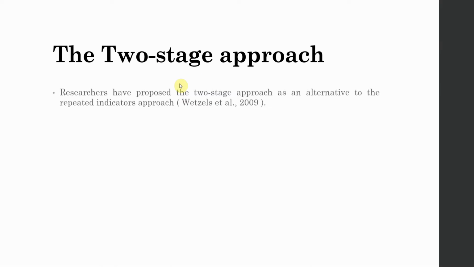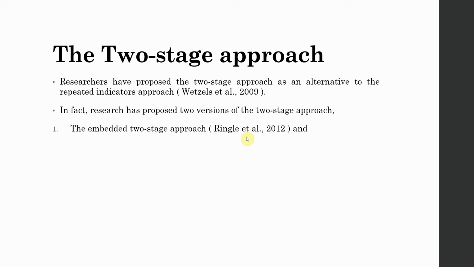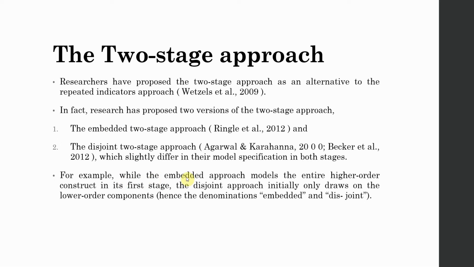The two-stage approach. Researchers have proposed a two-stage approach as an alternative to the repeated indicators approach. In fact, research has proposed two versions of the two-stage approach: the embedded two-stage approach and the disjoint two-stage approach. The disjoint one differs slightly from the embedded two-stage approach. For example, while the embedded approach models the entire higher order construct in its first stage, the disjoint approach initially only draws on the lower order components, hence the denominations embedded and disjoint.